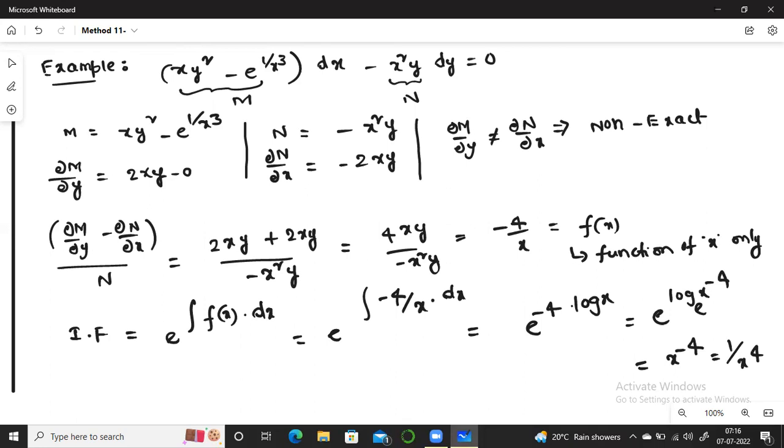Now this is called the integrating factor you got. So with this integrating factor, if you multiply the given equation, your non-exact differential equation becomes an exact differential equation. So now we will multiply with this.